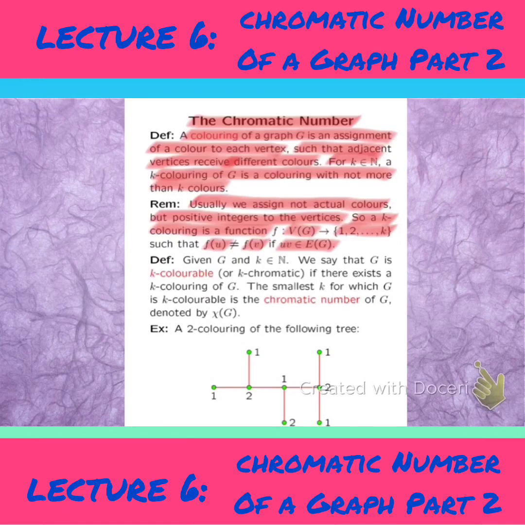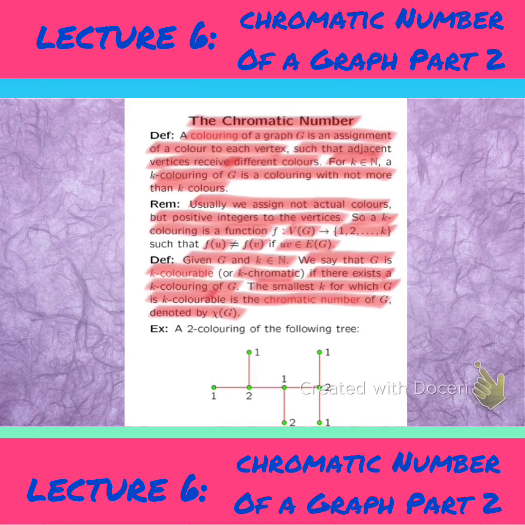The next definition: given G and a natural number k, we say that G is k-colorable or k-chromatic if I can find a coloring where I can use k colors. The smallest k for which G is k-colorable is called the chromatic number of G, and it's denoted by chi of G.